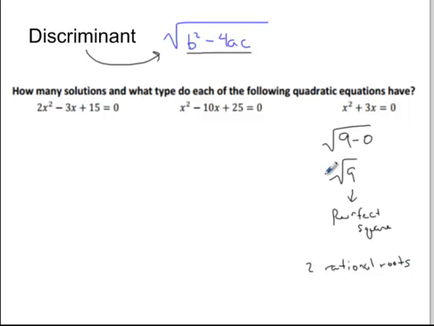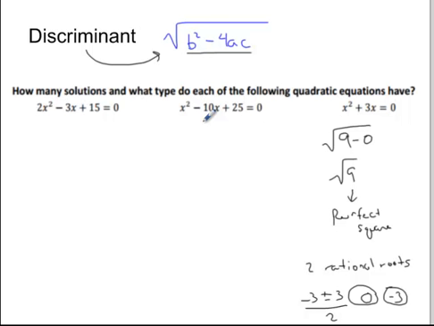You're going to get 2 of them because the rest of it was going to be negative b, which was negative 3, plus or minus the square root of 9, which was 3, and it was all over 2a, so it was all over 2. So I ended up getting 0. So one of our roots was 0. Negative 3 plus 3 is 0 divided by 2. We got 0. And the other one was negative 3 minus 3 is negative 6 over 2, negative 3. So our 2 answers were 0 and negative 3. 2 rational roots. So if the discriminant is a perfect square, you get 2 rational roots.